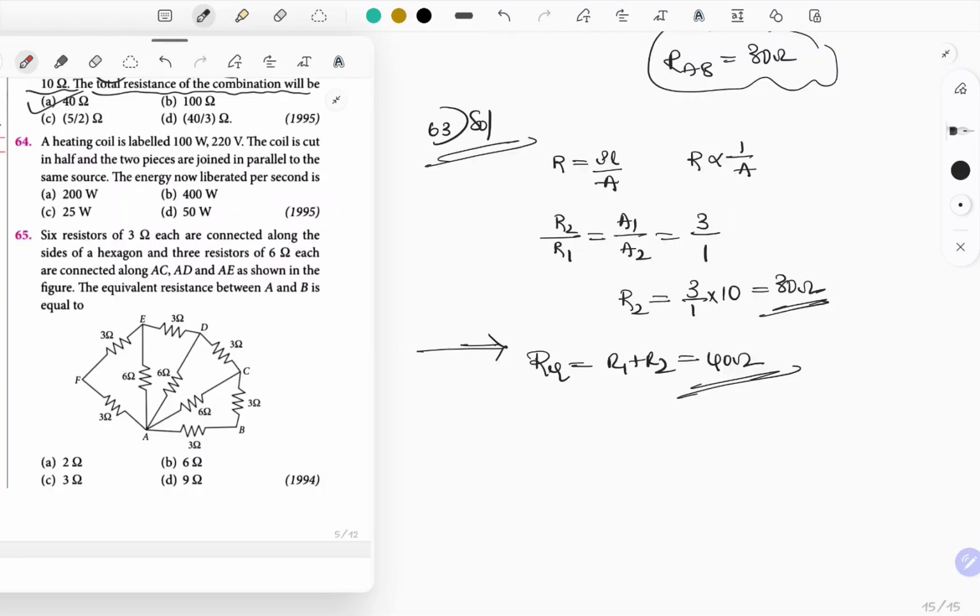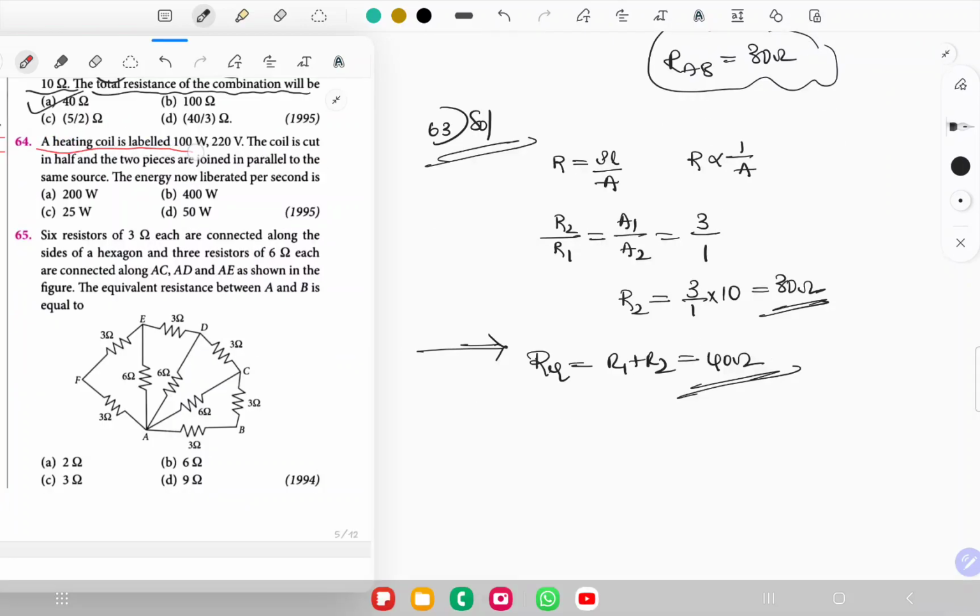So let's solve question number 64. A heating coil is labeled as 100 watt and 220 volts. The coil is cut in half and the two pieces are joined in parallel to the same source. Okay.